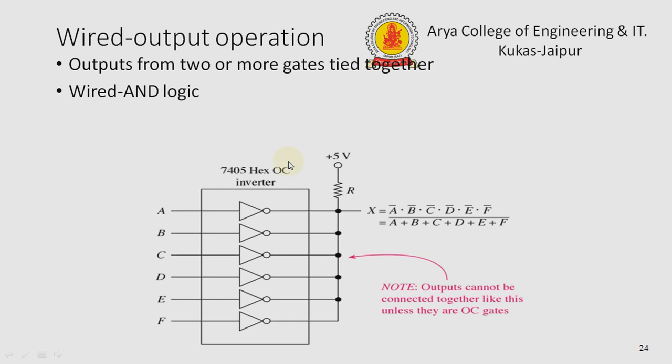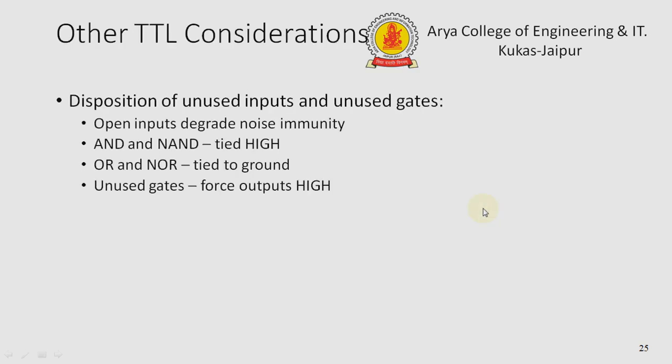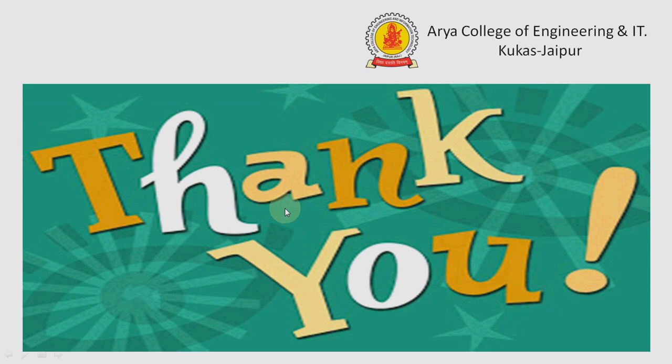These are the wired output operations, like outputs from two or more gates tied together to give wired AND logic. Other TTL considerations are the disposition of unused inputs and unused gates. Open inputs degrade noise immunity; NAND inputs are tied high, OR and NOR inputs are tied to ground, and an unused gate should force its output high. Thank you.